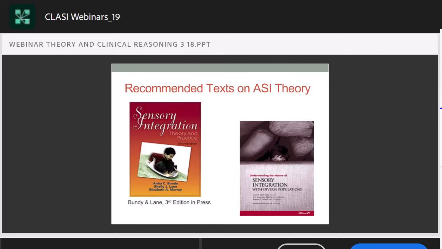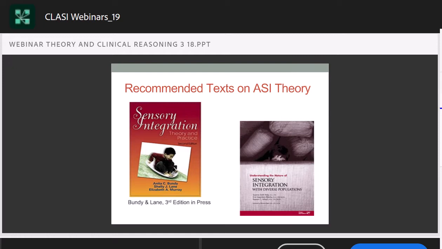So the theory was updated initially by Fisher, Bundy, and Murray, and then in the second edition, Bundy, Lane, and Murray, and the third edition will be Bundy and Lane. So the Sensory Integration Theory and Practice book was meant to be an update of the 1972 book by Dr. Ayres. And so this is also an excellent text for anyone trying to learn more about sensory integration theory. I would advise any of you trying to build your library right now to wait for the third edition. I don't know exactly when it will be published, but it's coming out soon.